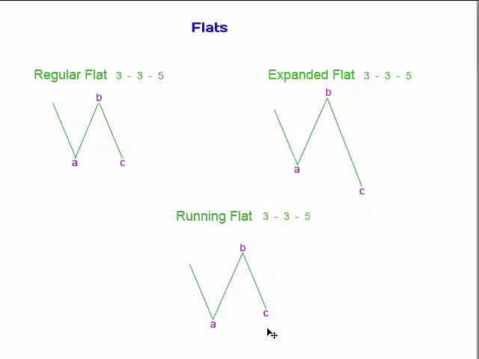If an analyst wants to label a movement as a running flat, it's important to check that the subdivisions are correct, particularly of the B wave within it. One should only expect to see a running flat in the middle of a very strong movement in the main trend direction, such as in the middle of a third wave.